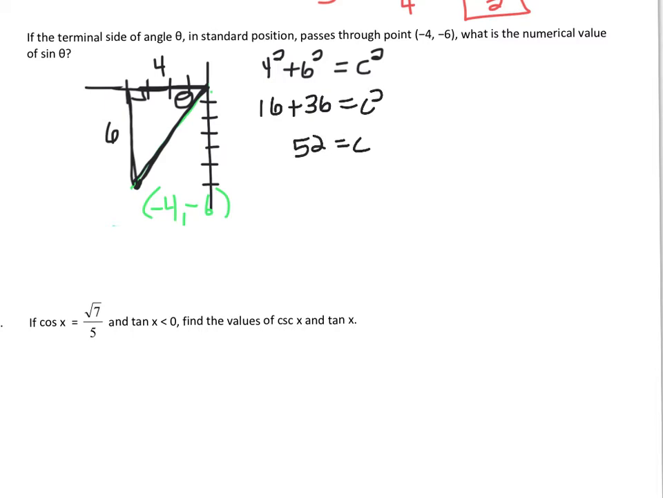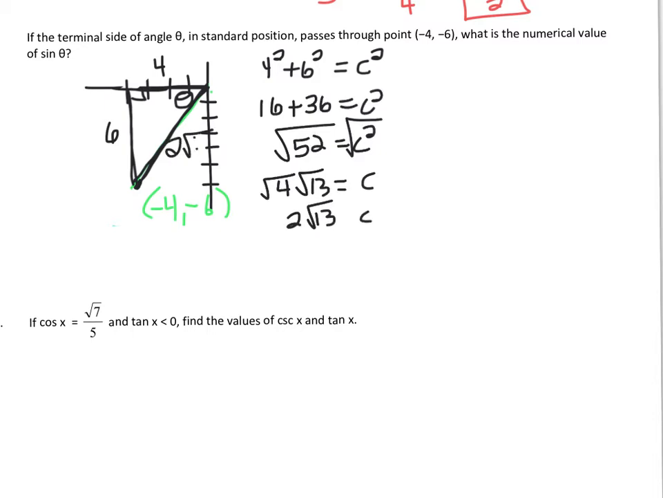Now, 52 is not a perfect square. So when we take the square root, we want to write that in simplest radical form. So that'll break up into what? Radical 4, radical 13? So 2 radical 13. And over here, I'll just bring down the C. Okay, so 2 radical 13.